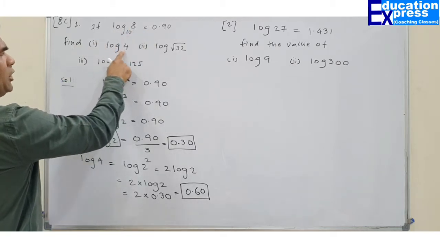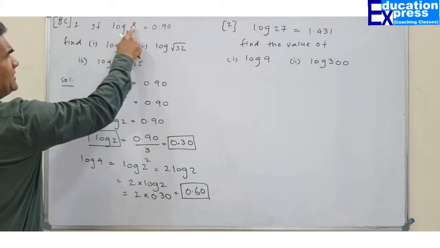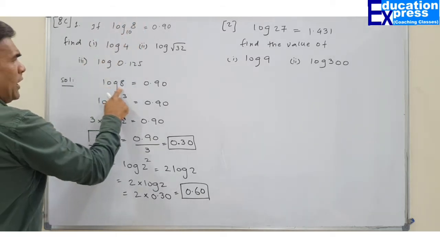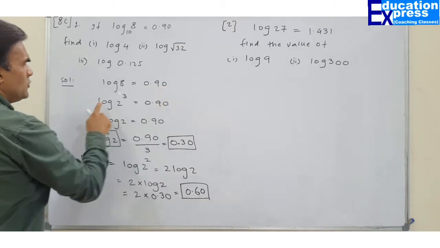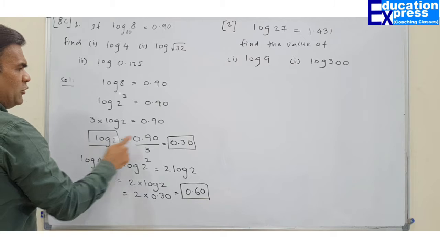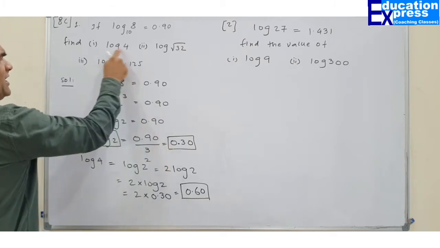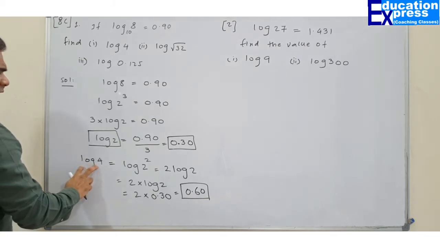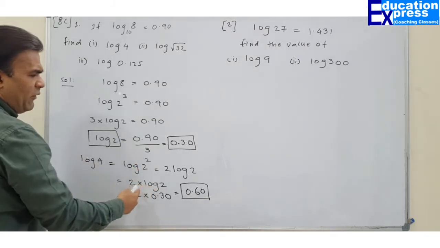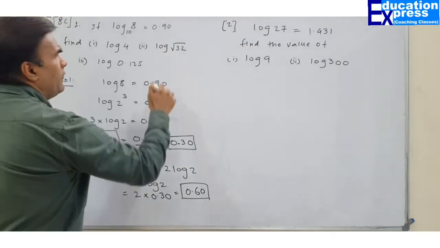Yes, my dear friends, log 8 was given to us. We have to find the value of log 4. We know that 8 is the cube of 2. Log 8 equals 0.90, so log 8 can be written as log 2 cube. I found out the value of log 2. Once log 2 is available, we can easily find log 4. I converted log 4 into a multiple of log 2 and then we found the value. We have yet to find log of root 32.